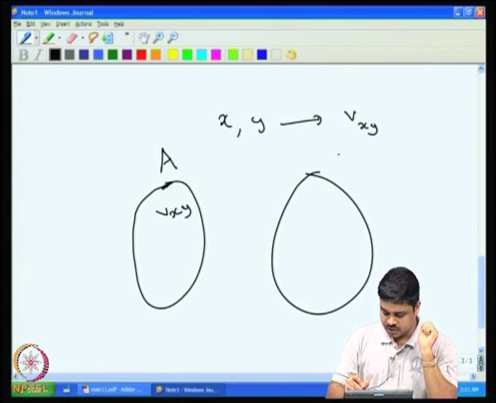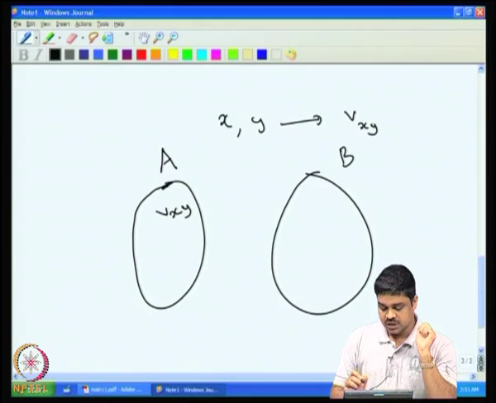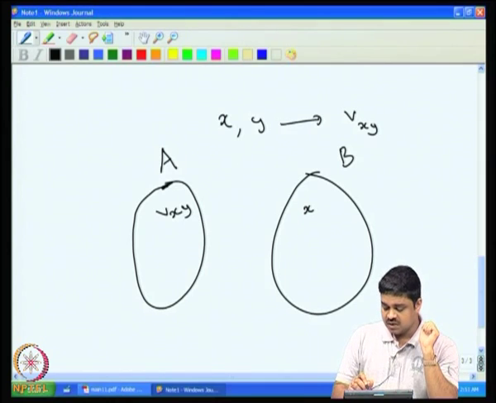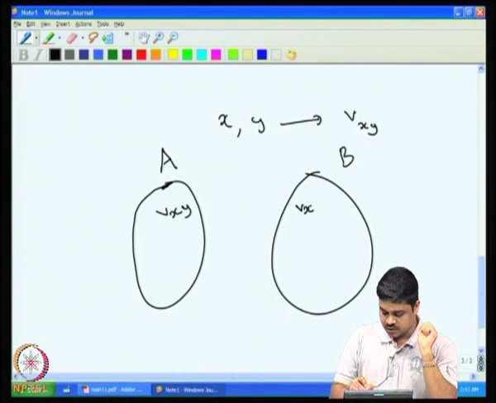Similarly, for B, suppose B did not have x or y, then B is as such, it will not be affected by this contraction operation. But if x or y was present in B, then we will put v x y in it. Also, if both x and y were present, then also we will put v x y in it.